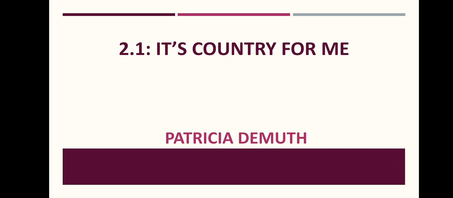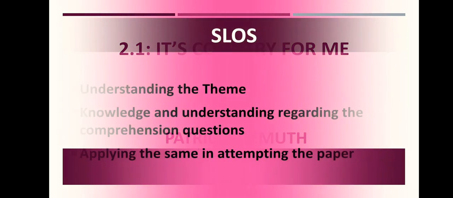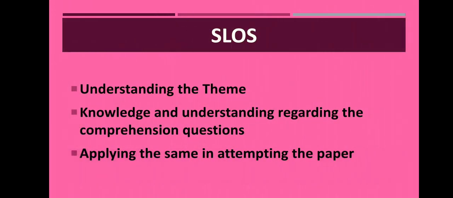Its Country for Me is written by Patricia Demuth. She's an American writer, and the SLOs for this chapter would be understanding the theme, the message that is given, knowledge and understanding regarding the comprehension questions, applying the same in attempting the paper. So the same SLOs are applied as far as the other text lessons are concerned.